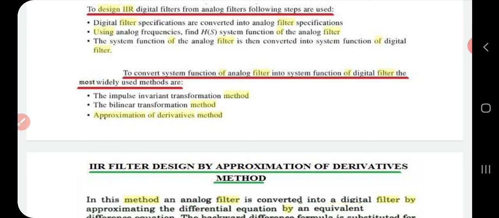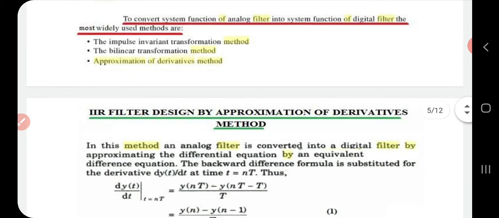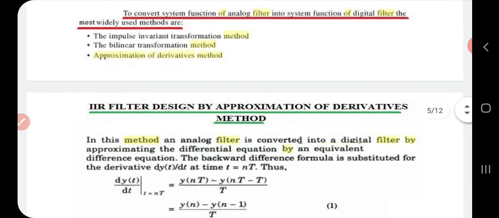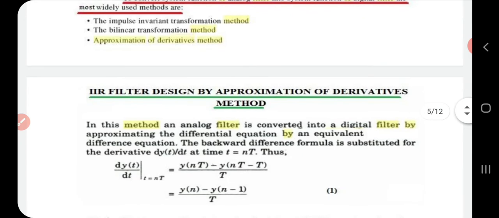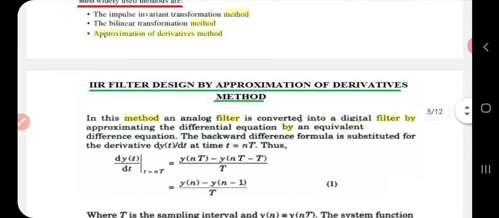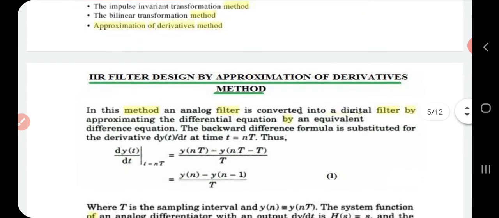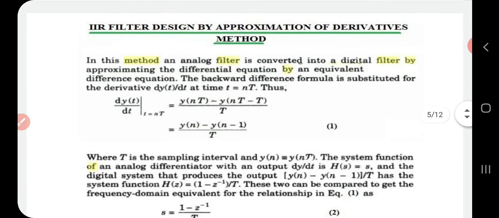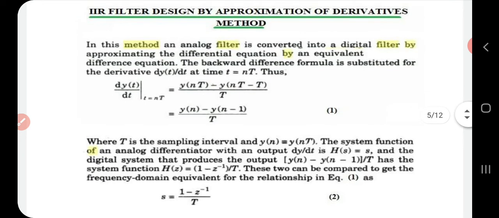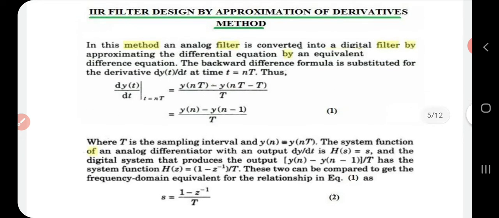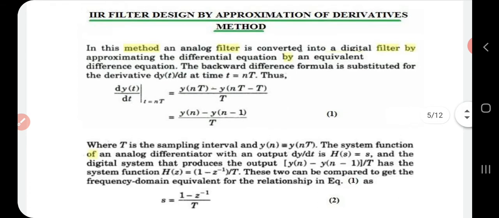Okay, now these are the various methods used. For today, we will learn the topic, that is, we will first see how an IIR filter is designed by using the approximation of derivatives technique. Now see, this particular technique I have explained a few words while we were dealing with the introduction part.